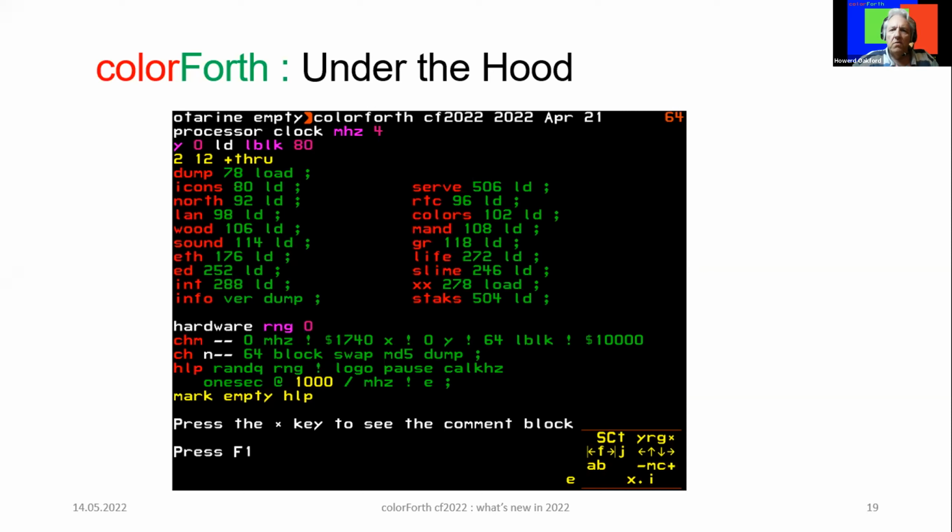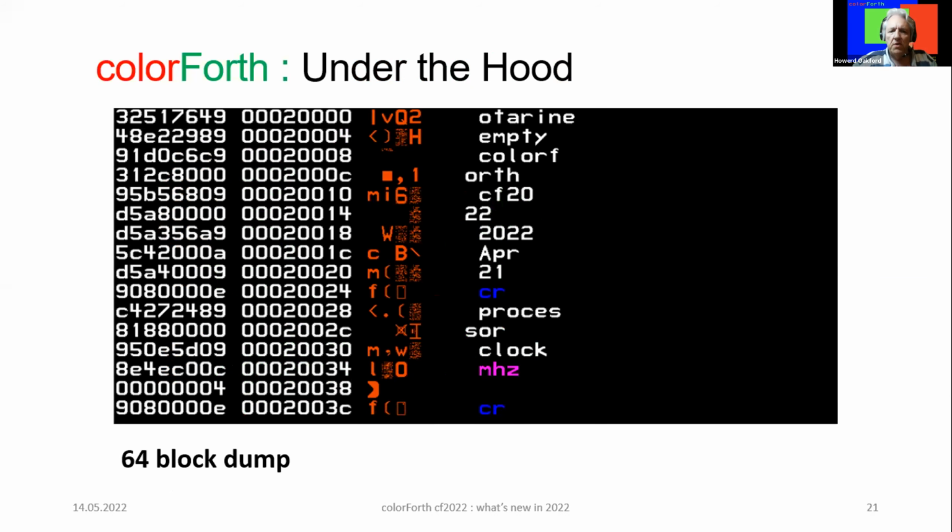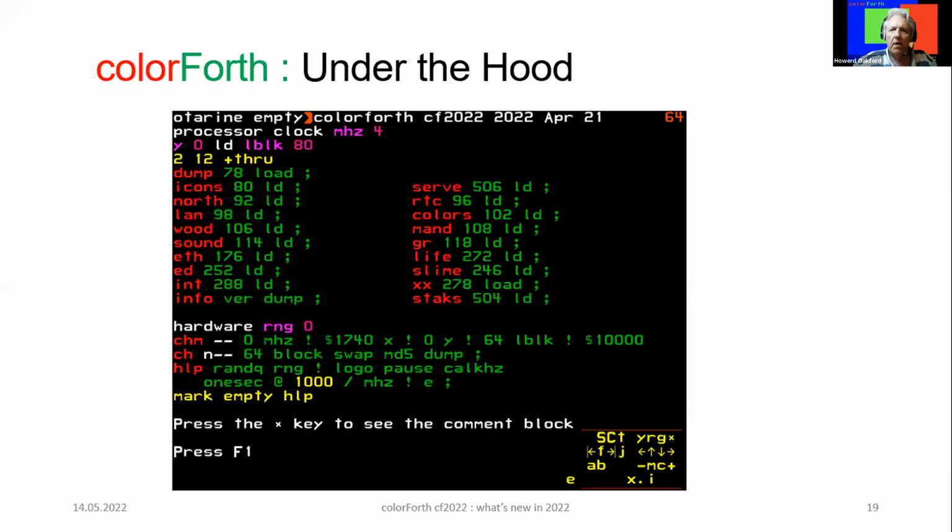In order to see what it actually has put into its source block, you can do a dump. You can do 64 block dump. This produces a hex dump of block 64. If you look in the top right-hand corner here, 64 indicates you're on block 64. Each block is 1024 bytes, or more correctly, it's 256 32-bit tokens. It's a better way of putting it.